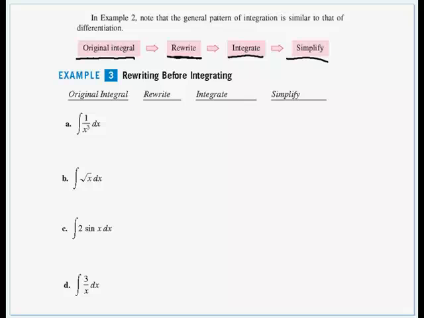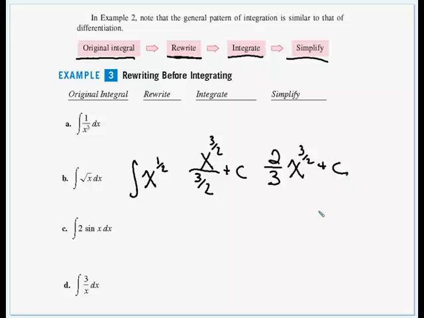In letter B, we have a radical. A lot of times when we were differentiating, we were writing our radicals in rational exponent form. So square root of x is x to the 1/2. When we integrate, raise the power by 1, x to the 3/2, and we're going to divide by the new exponent 3/2. And we add our constant. Remember, dividing by a fraction is like multiplying by the reciprocal. So the 3/2 comes up, becomes a 2/3 x to the 3/2 power plus our constant.